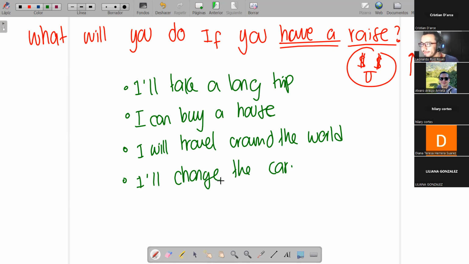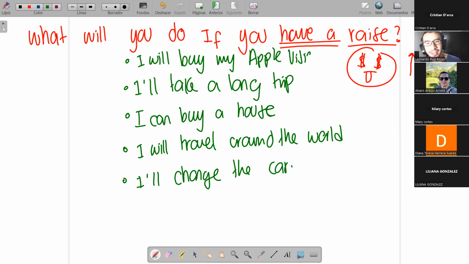I will buy my Apple Vision Pro. Okay, I will buy my Apple what? No, Apple Vision Pro. The goggles. Sí. The Apple Vision Pro. Okay, very good. Yeah, that's it, no? So all of that in the possible condition.